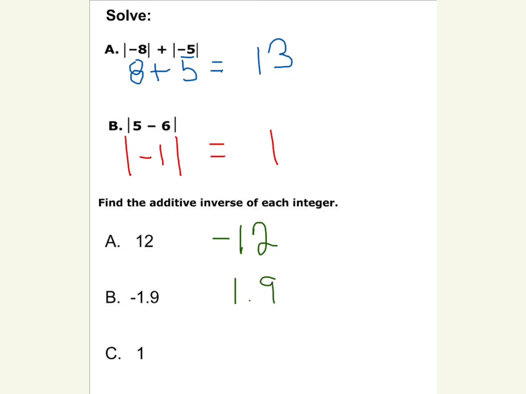Let's take a look at the final one, letter C here. It says 1. What's the opposite of 1? The additive inverse of 1 is simply negative 1.